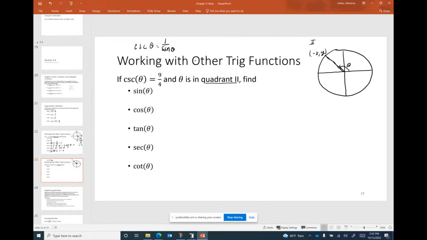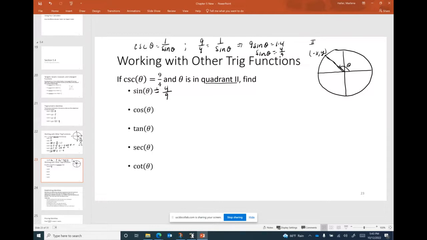So I could then say that one way to do this would be to say 9/4 is equal to 1 over the sine of theta, right? And that's something I can definitely solve for the sine of theta. I can do that with cross products. So that means that 9 times the sine of theta equals 1 times 4, or the sine of theta, dividing both sides by 9, is 4/9. Okay, well, there's one way I could find the sine. It's 4/9.